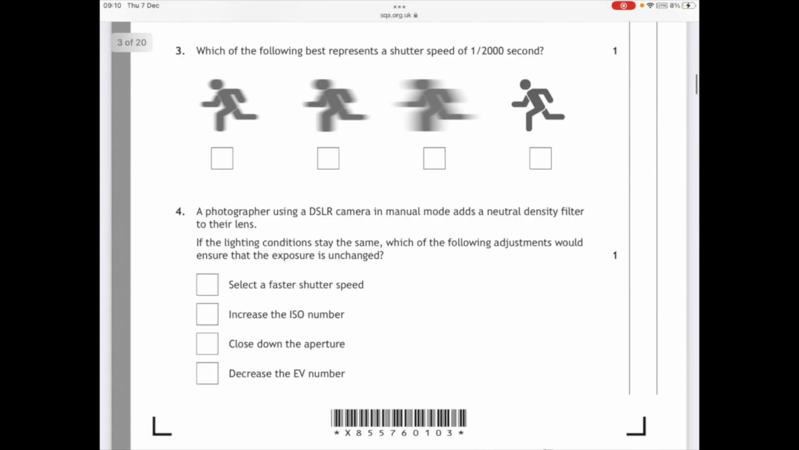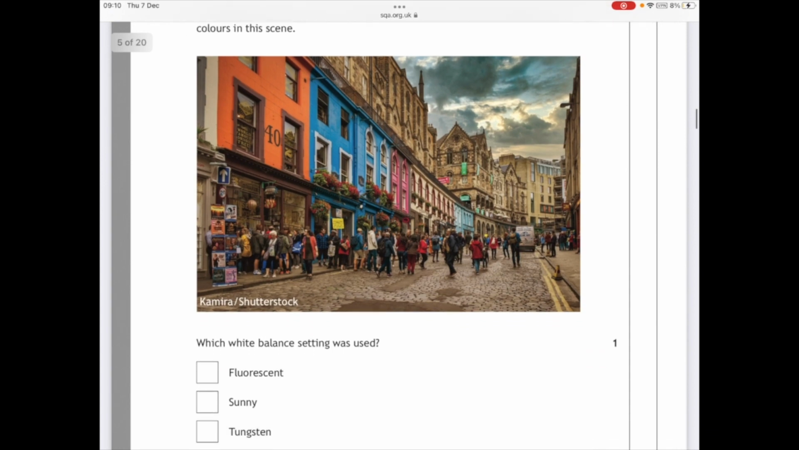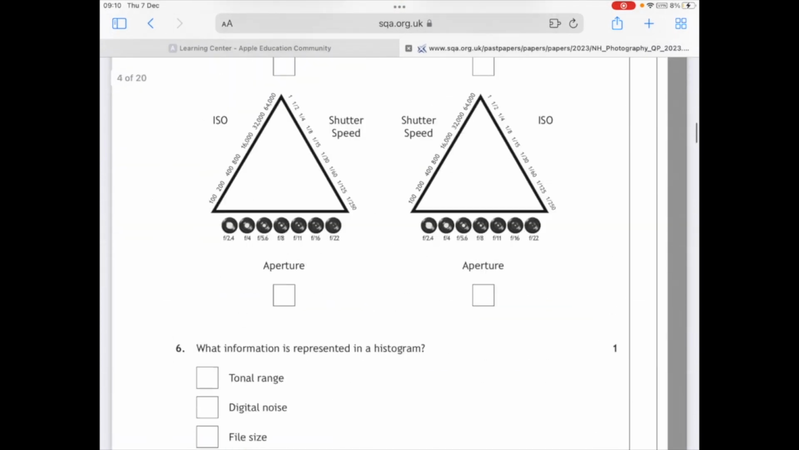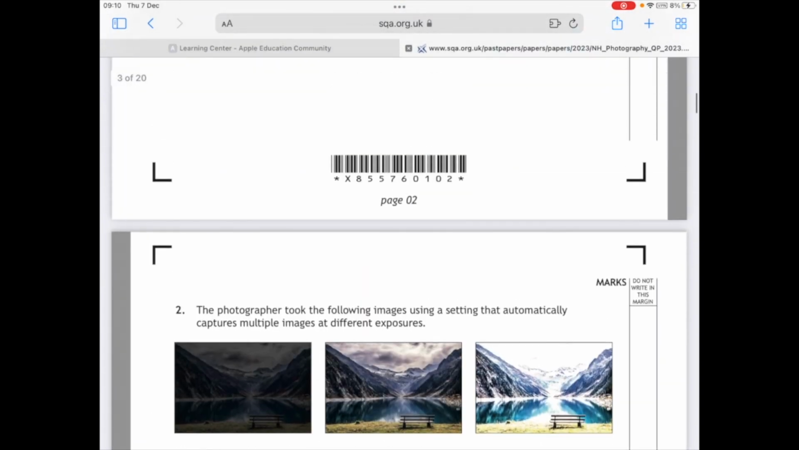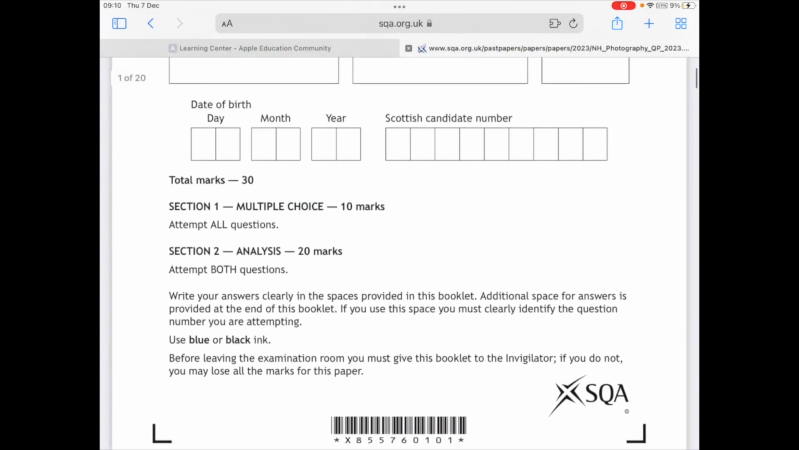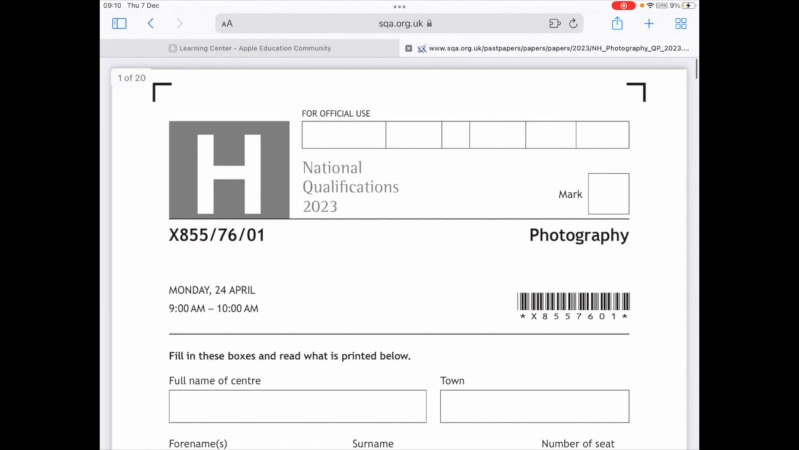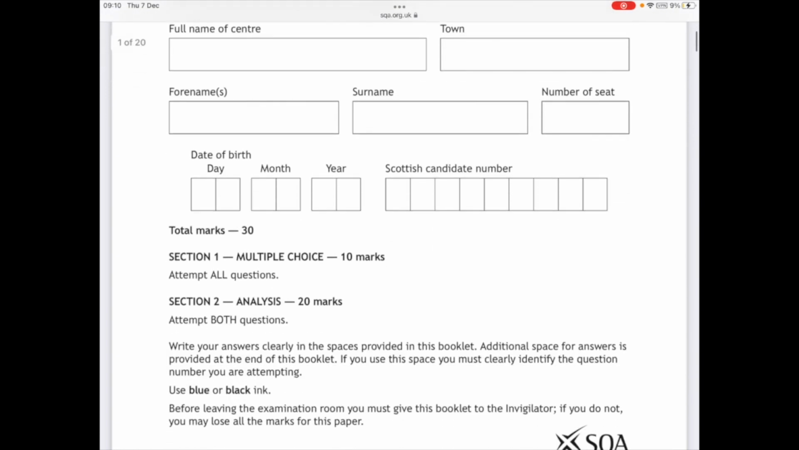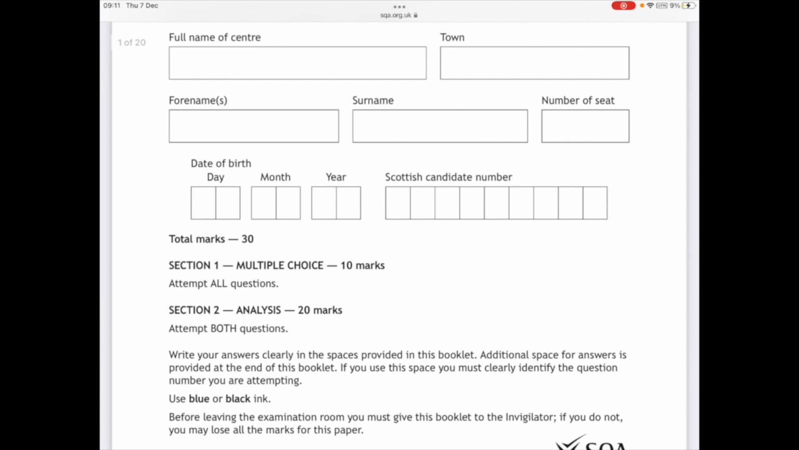I think the best thing that you could do for this is to try and answer the questions as you go through it, and then I'll reveal the answers one by one, so you can check your answers in real time. Hopefully you'll then have a better understanding of what the exam paper looks like.